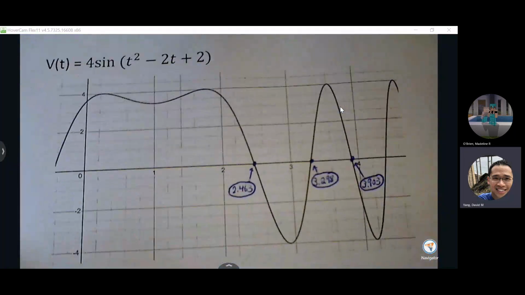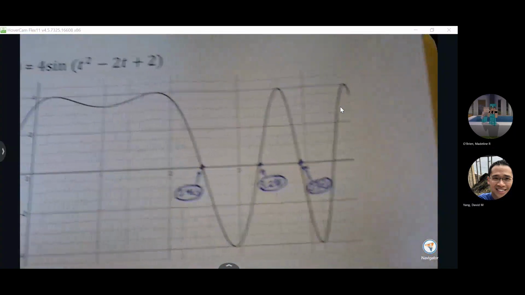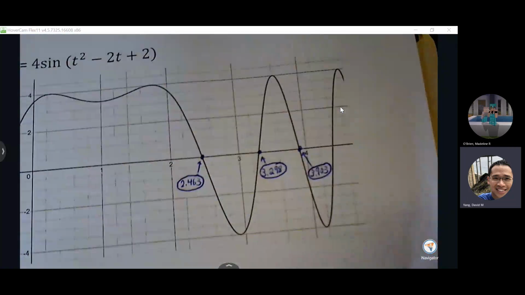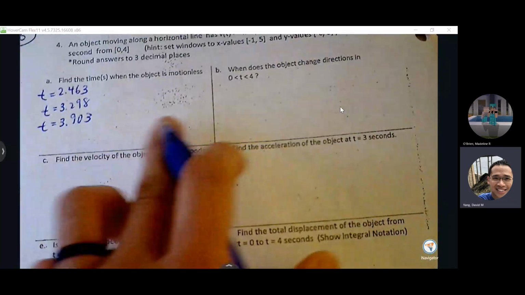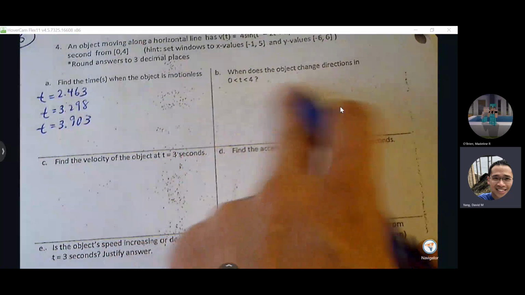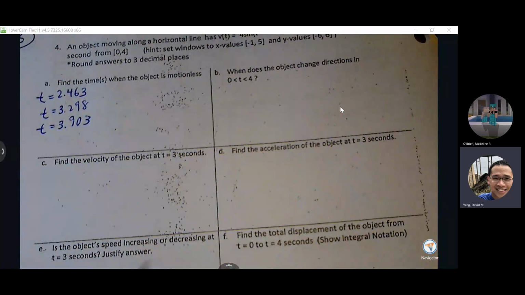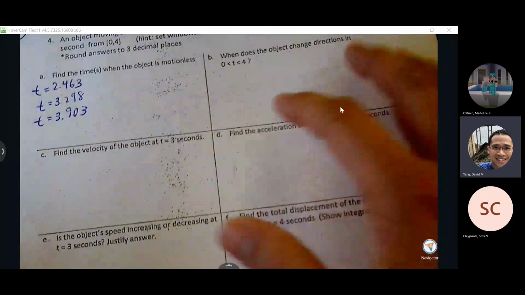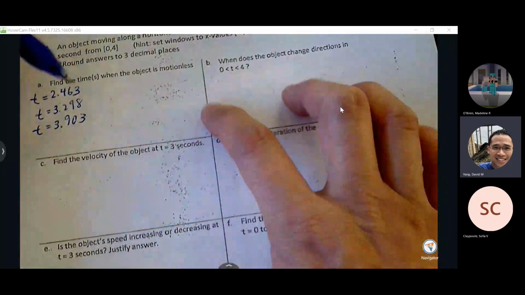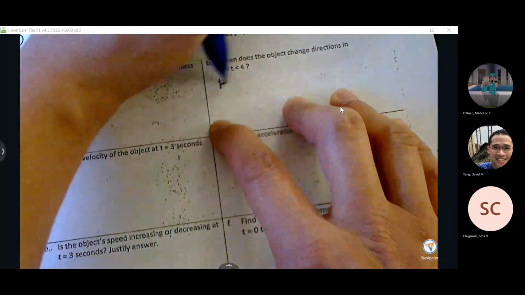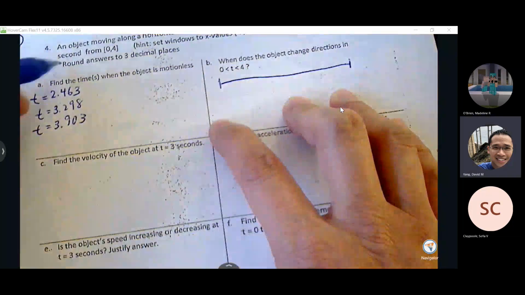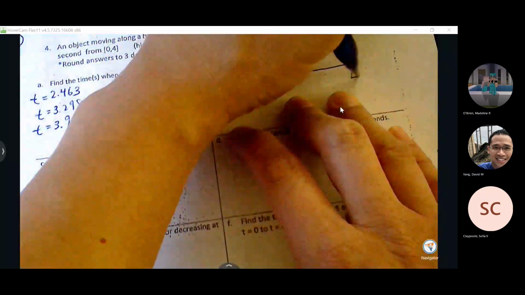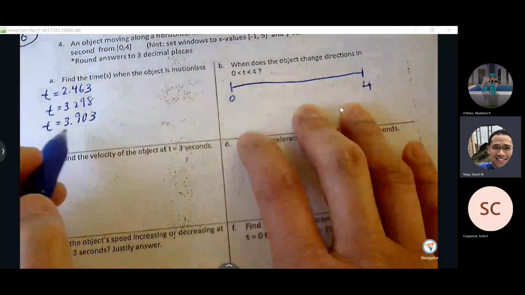Okay, so this is the derivative graph or velocity graph. And it's asking when does the object change direction? So we have our t-values, but I like to create a velocity sign line so that we can get the information that we need. So I'm going to create a velocity sign line here from 0 to 4, and I'm going to go ahead and place the t-values that I found.